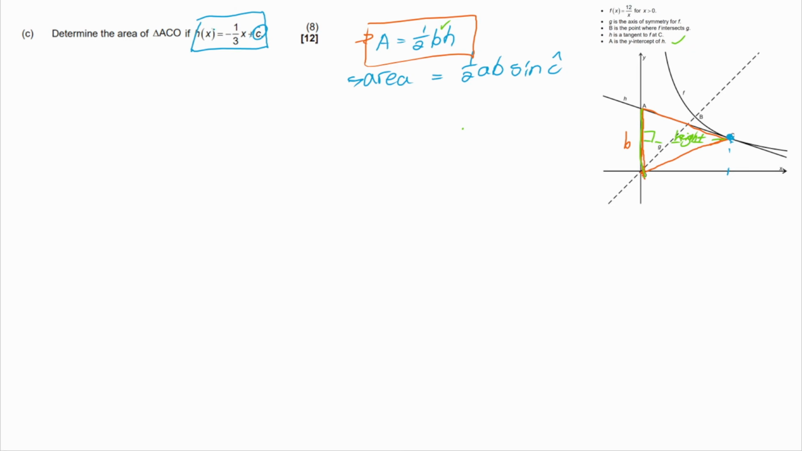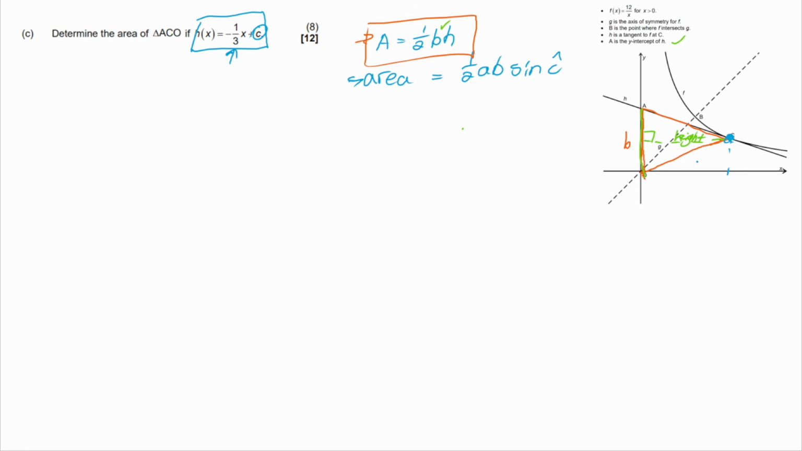We need the gradient, which was given, and we need a point on the line. The thing is, we don't have a point on the line because we need C or some other point. C will probably be the easiest. But let's think about this. Our biggest stumbling block here is we need the coordinates of C. So let's see how to get that.